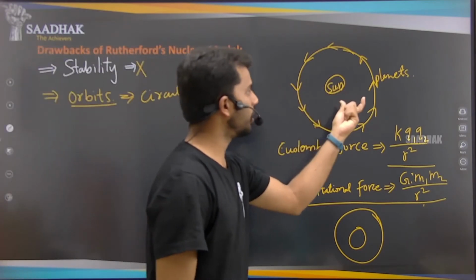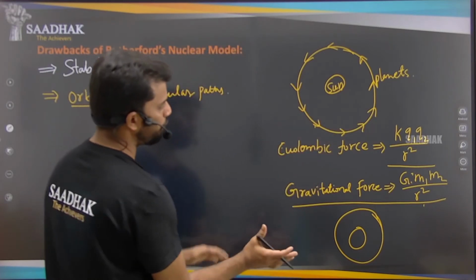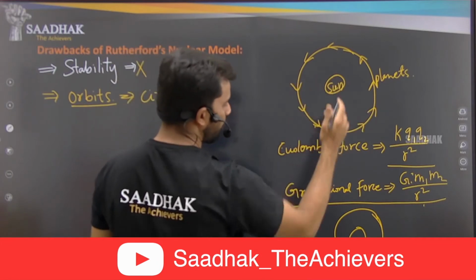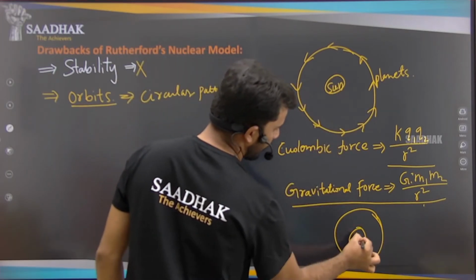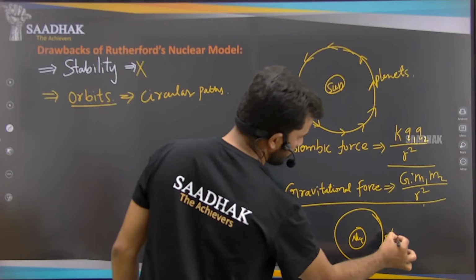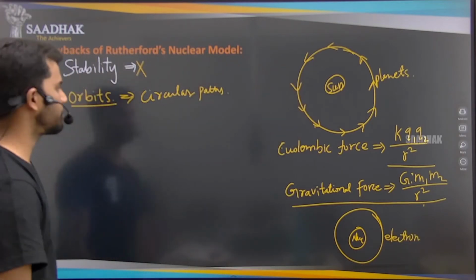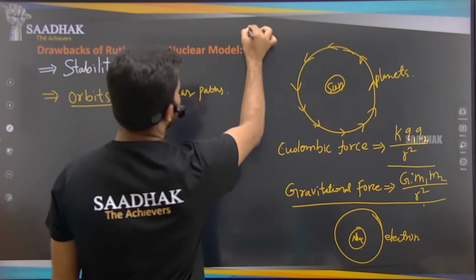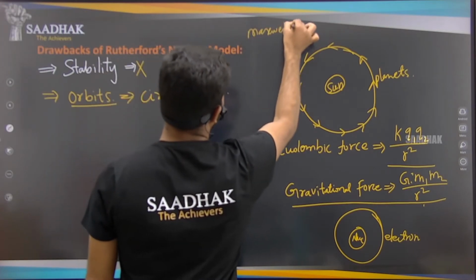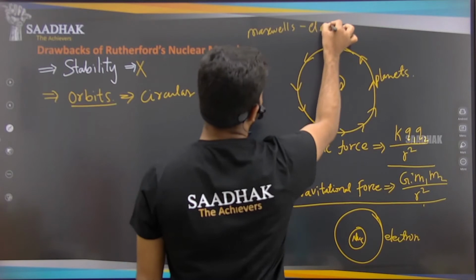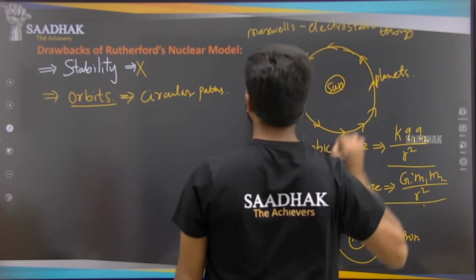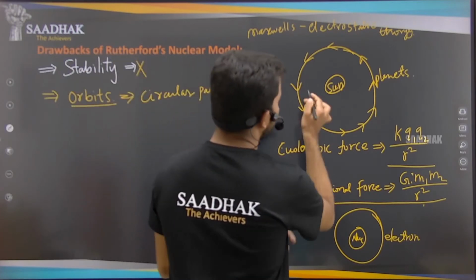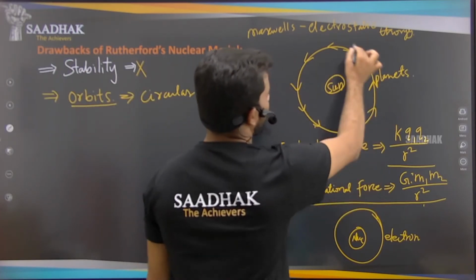So here what happens? If you apply this Coulombic force to this setup of the nucleus and the electrons, we have the electrostatic theory of Maxwell, or simply Maxwell's electrostatic theory. By his theory, he said that if any charged particle is moving in a circular path, right?